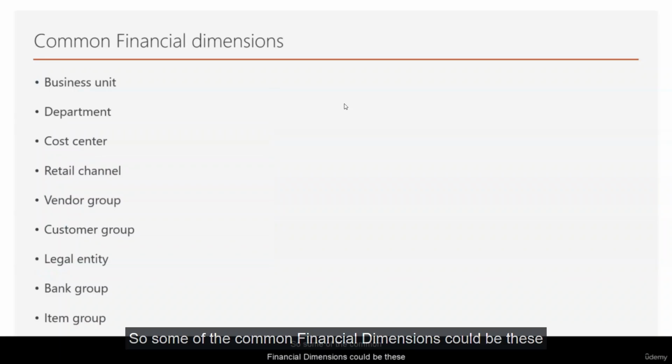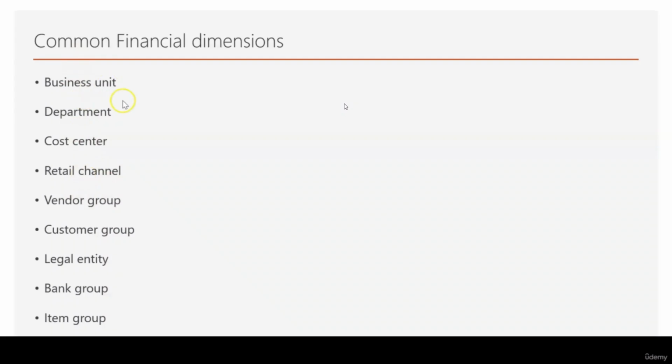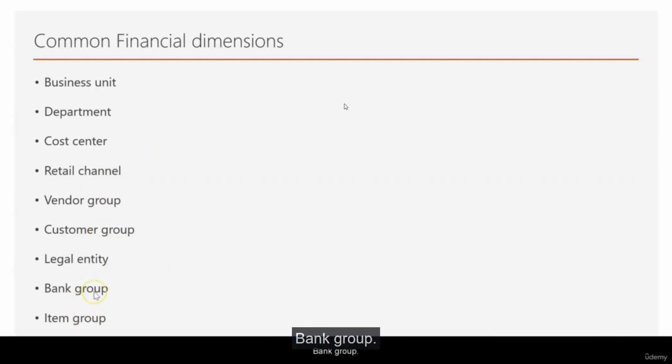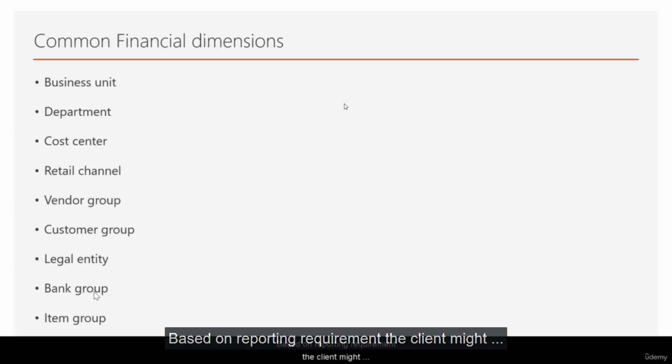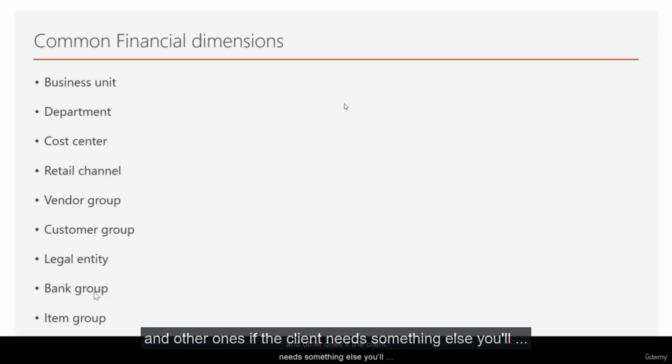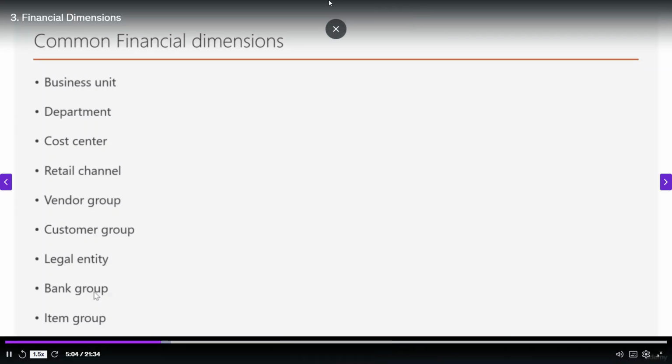Okay, so some of the common financial dimensions could be these: business unit, department, cost center, vendor group, even a customer group, item group, a bank group, right? So like this, based on the reporting requirement, the client might need different financial dimensions. And that is why these financial dimensions can be created based on the business requirement. So in the Contoso demo data, though we have that business unit, department, and other ones, if the client needs something else, you will be able to configure them for your customer or client.